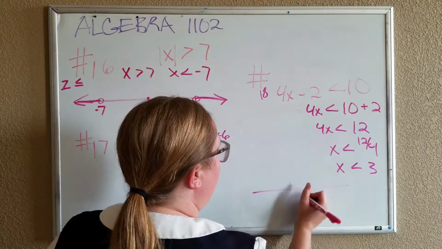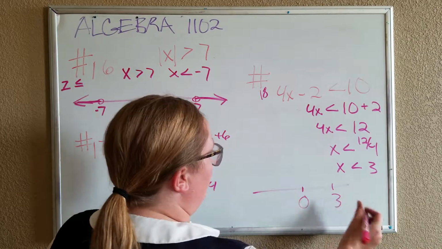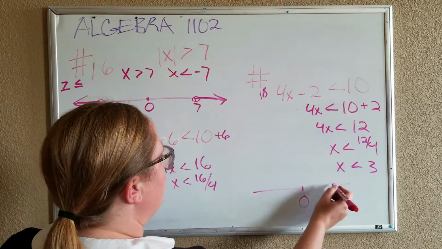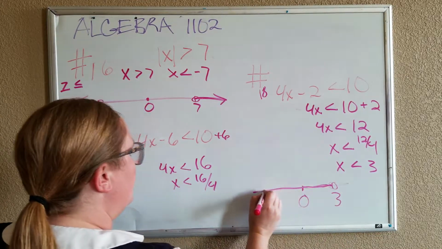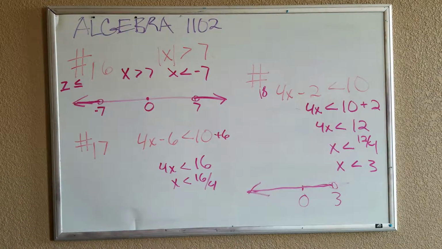So draw a graph. Here's 0. Here's 3. So less than, that means an open circle. And then less than means you shade to the left. So you're going to highlight your graph going this way. Excuse my really crooked line there. All right? Open circle shaded to the left.